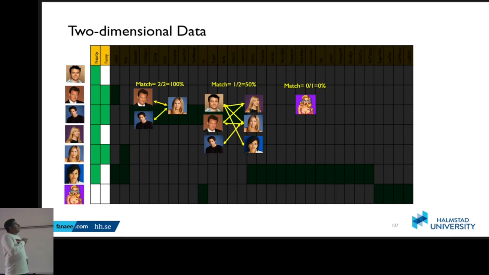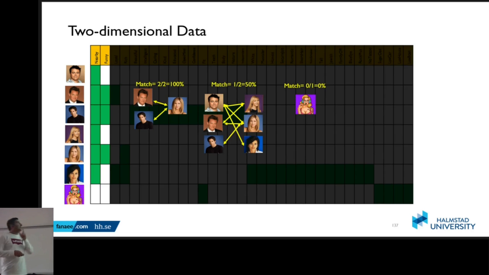Now in the new space, where being nearby and being funny is important, Chandler has a chance of 100% with this, and Ross also. And for the rest, they still have a 50% match chance. Still, Alice doesn't have any chance in this space.